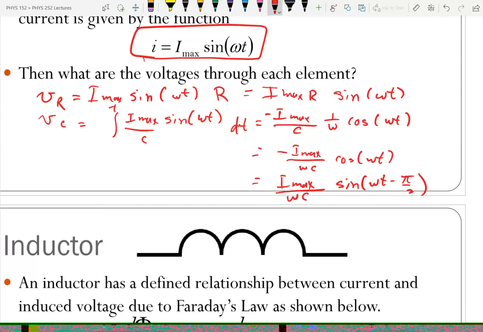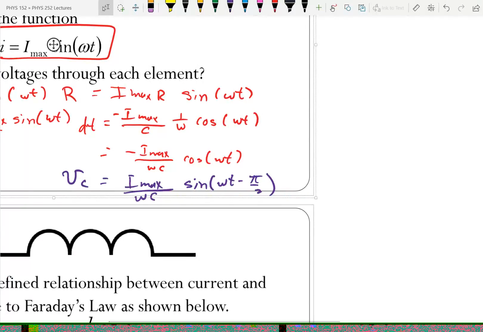And that's the voltage across the capacitor. And I'm going to go ahead and just change the color of this one because I can. So we've now found the voltage across the capacitor, the voltage across the resistor. What's the total voltage then across the power supply?